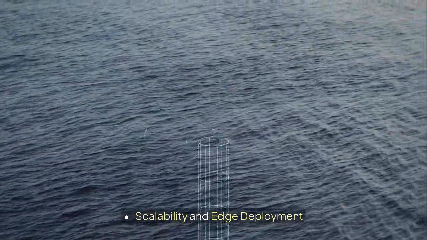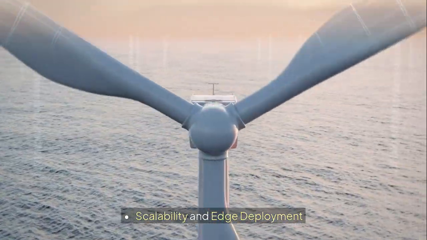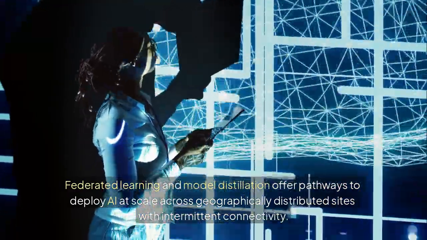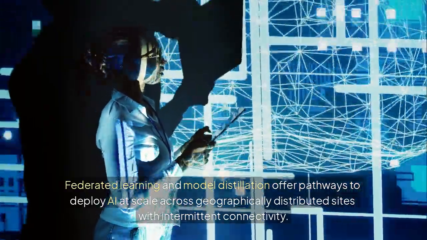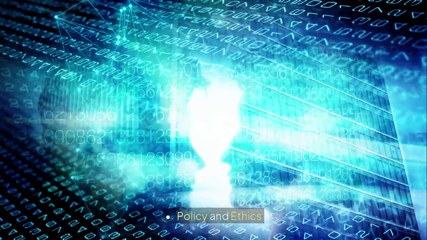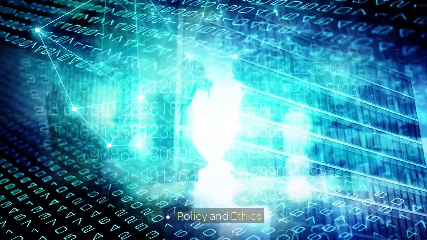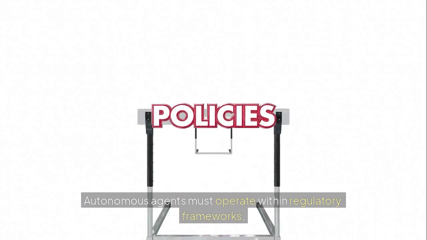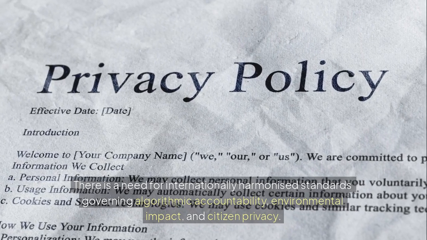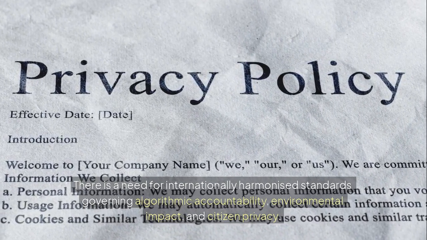Scalability and edge deployment. Federated learning and model distillation offer pathways to deploy AI at scale across geographically distributed sites with intermittent connectivity. Policy and ethics. Autonomous agents must operate within regulatory frameworks. There is a need for internationally harmonized standards governing algorithmic accountability, environmental impact, and citizen privacy.